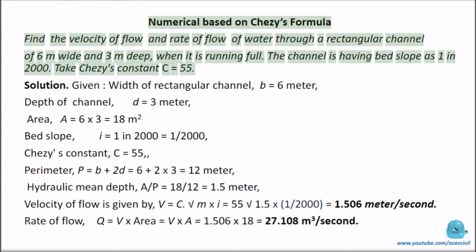Numerical based on Chezy's formula. Find the velocity of flow and rate of flow of water through a rectangular channel of 6 m width and 3 m depth, when it is running full. The channel is having bed slope as 1 in 2000. Take Chezy's constant C equals 55.